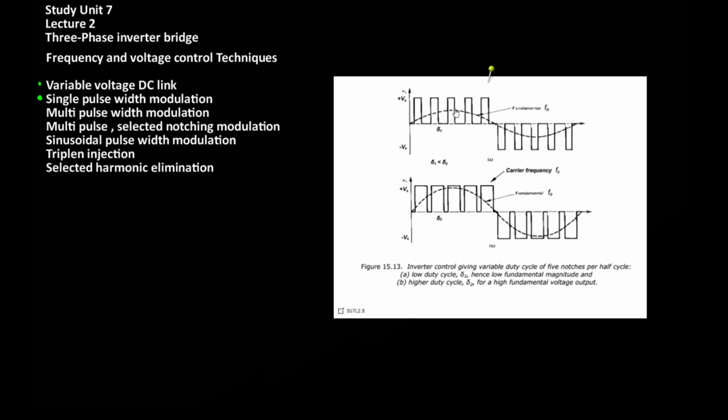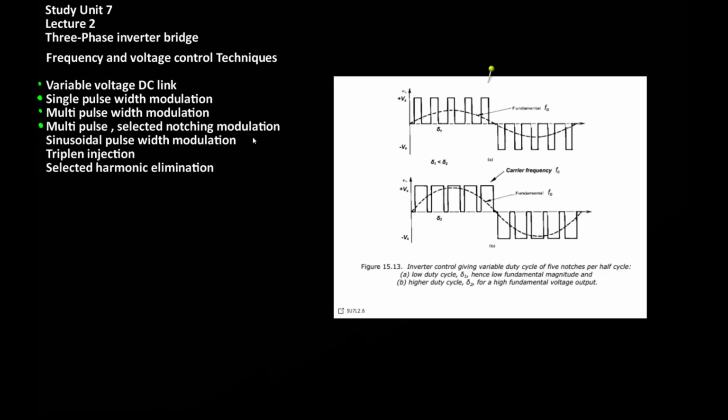In multi-pulse width modulation, the amplitude of the modulating reference sine wave can be altered, and by altering this, the point at which the sine wave intersects with the reference pulse train will vary the notch width of that pulse train. So here where there is a low amplitude, the notches are quite wide apart and the pulses are quite narrow. Here where the sine wave amplitude is quite high, the notches are very narrow and the pulses are quite wide. This multi-pulse width modulation scheme can be expanded to multi-pulse width with selected notching modulation.